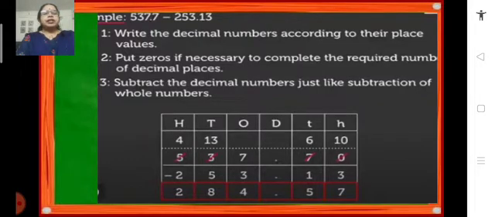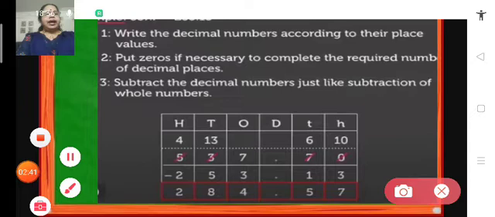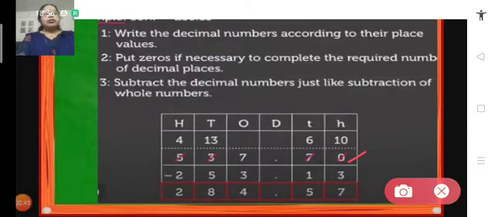537.7 minus 253.13. So here we have added one 0 here so that we have like decimals. So 537.70 minus 253.13. So we start the subtraction from extreme right, from hundredths place, isn't it? Here we have 0. So 1 will be borrowed from tenths and it becomes 10. So 10 minus 3 becomes 7.